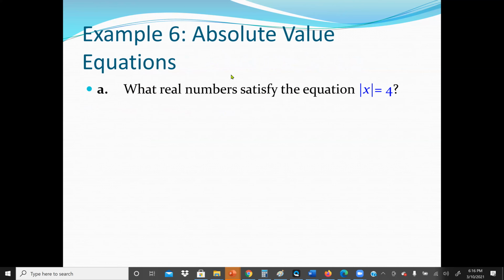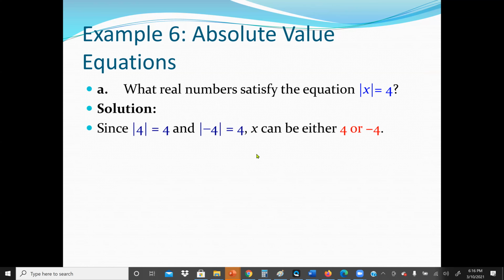Next, we will look at an example of an absolute value equation. Here, what real numbers satisfy the following equation? We have the absolute value of x equal to 4. If we have 4, then the answer is 4. Same thing if we have negative 4, it still will give us 4. So this means x can be positive 4, and also it can be negative 4. Negative 4 will give me 4, and positive 4 will give me 4.